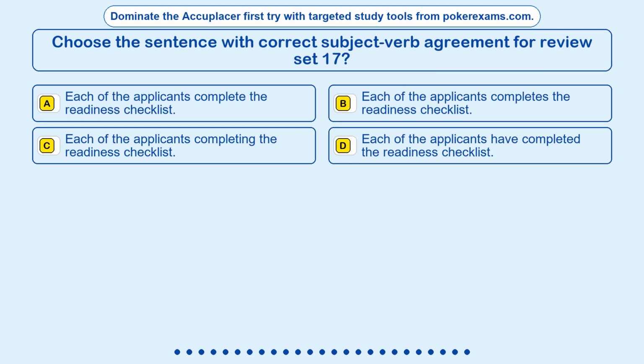Question 18. Choose the sentence with correct subject-verb agreement for review set 17. Option A. Each of the applicants complete the readiness checklist. Option B. Each of the applicants completes the readiness checklist. Option C. Each of the applicants completing the readiness checklist. Option D. Each of the applicants have completed the readiness checklist.